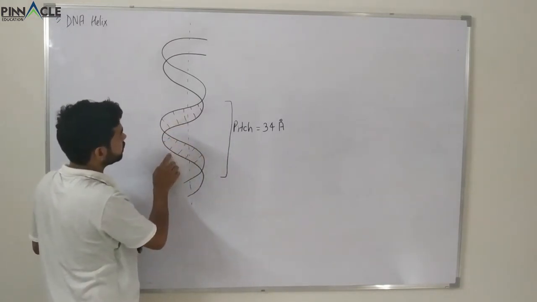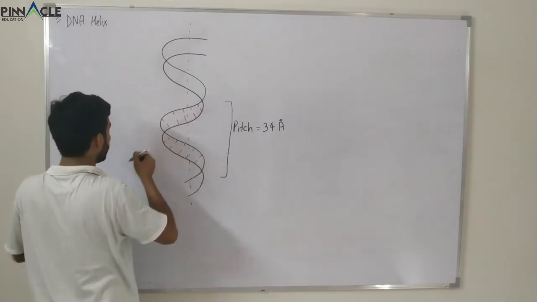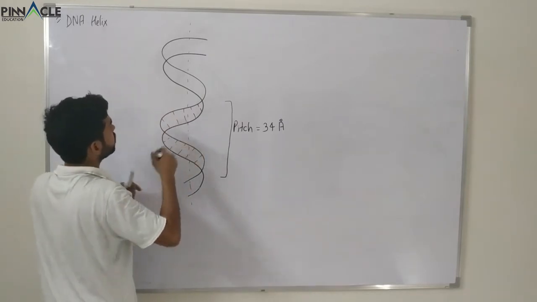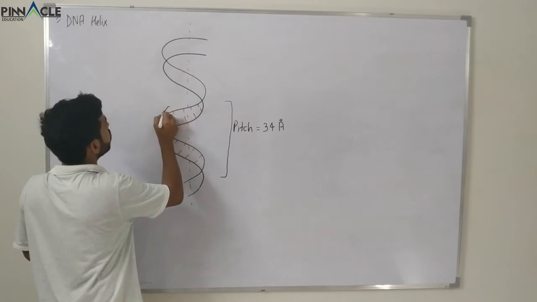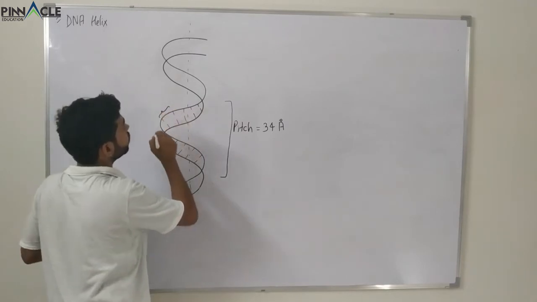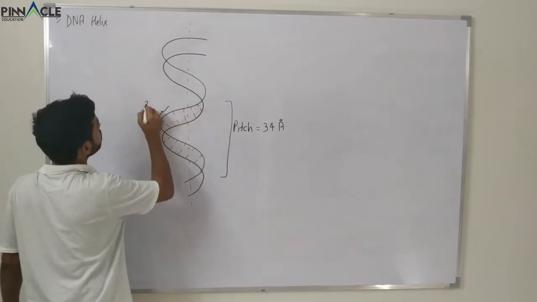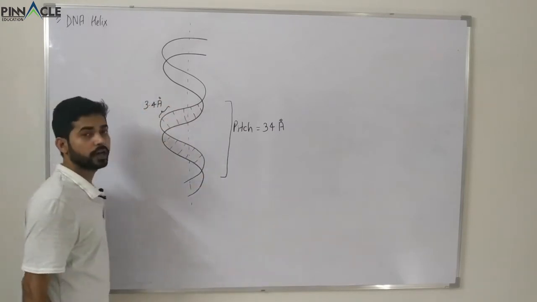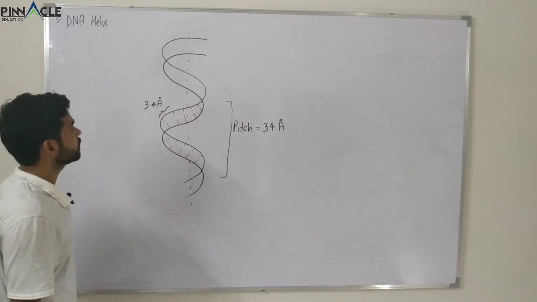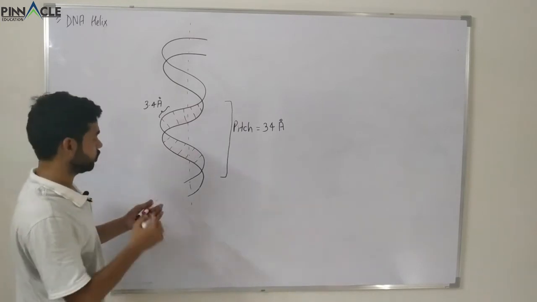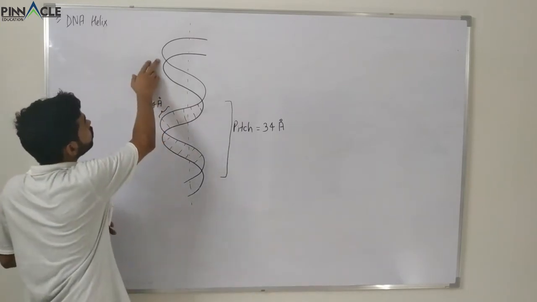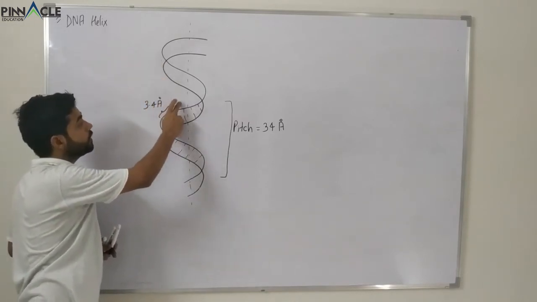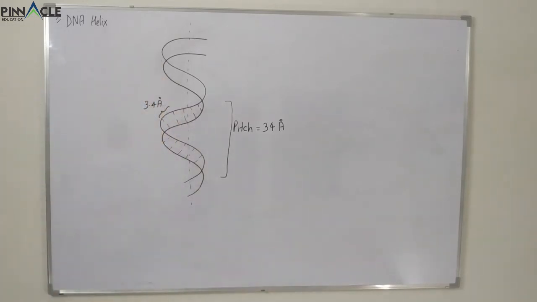Here we have to understand that the distance between a normal nucleotide and a successive nucleotide is around 3.4 angstrom. So this distance is 3.4 angstrom. Apart from this, we also have to study a few things over here. We see that two types of grooves are created. This is called a minor groove and this is called a major groove. We have to label those also.